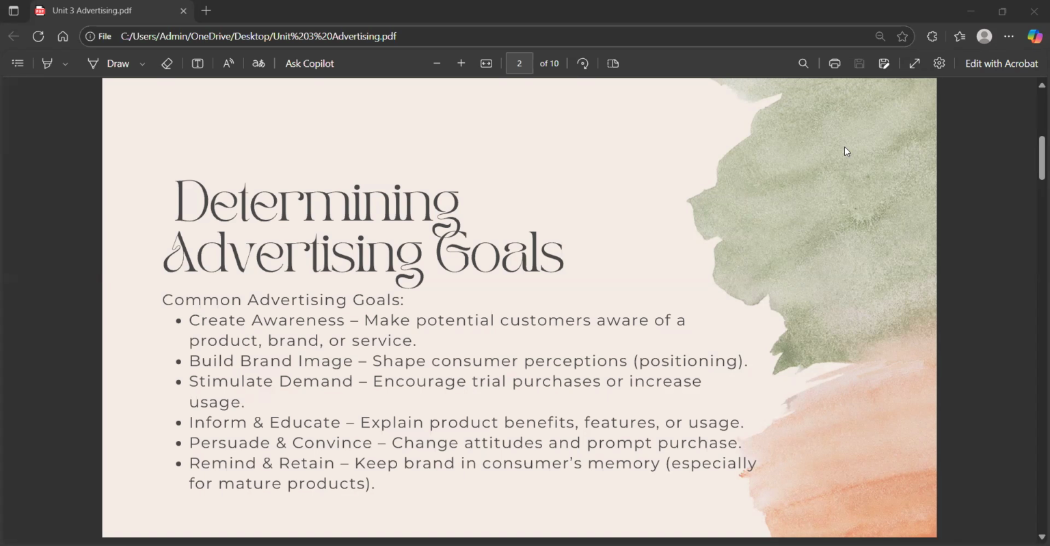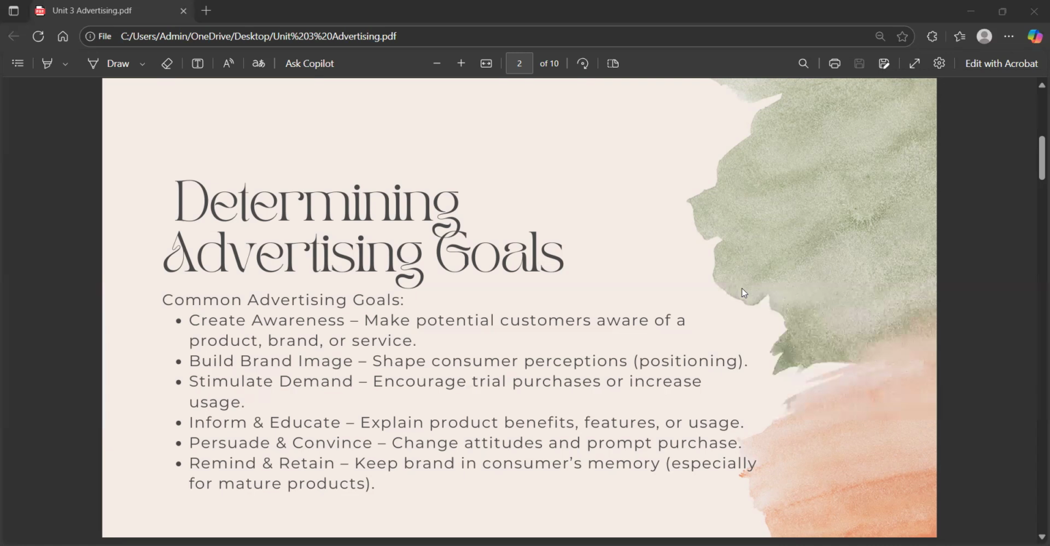Then there is inform and educate. So we can use advertising to explain our product benefits and features and usage so that consumers can get the maximum possible information about our product. Then persuade and convince to change attitudes and promote purchase. So we also use advertising to persuade our consumers and to promote our services or product so that they can purchase our product.